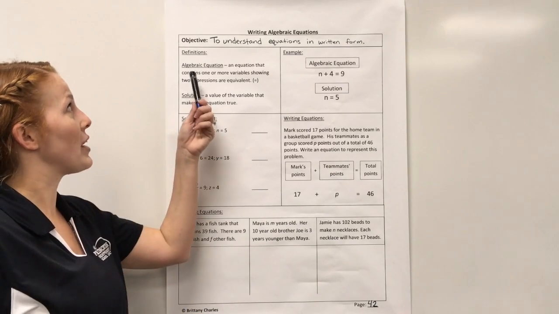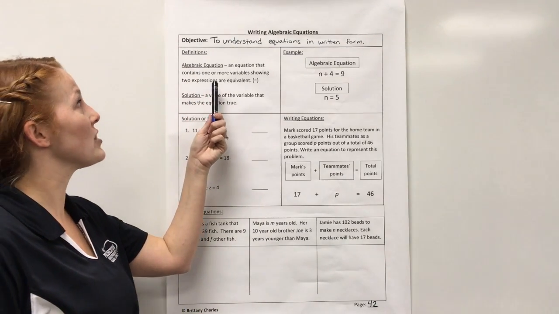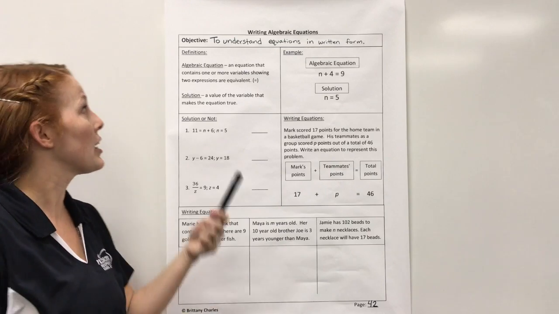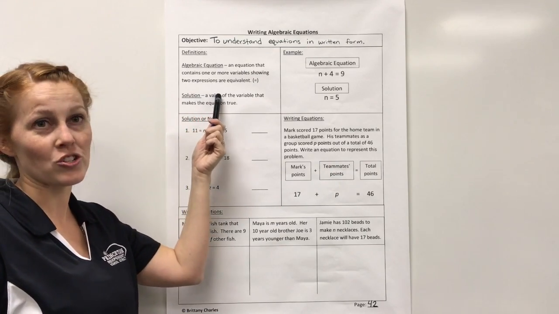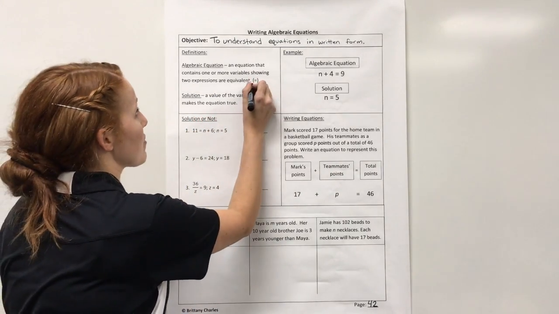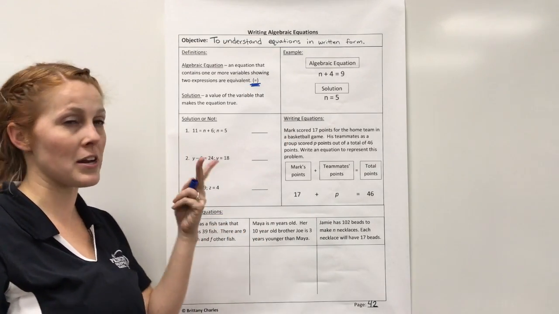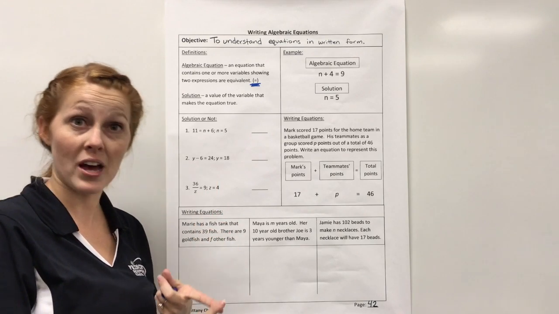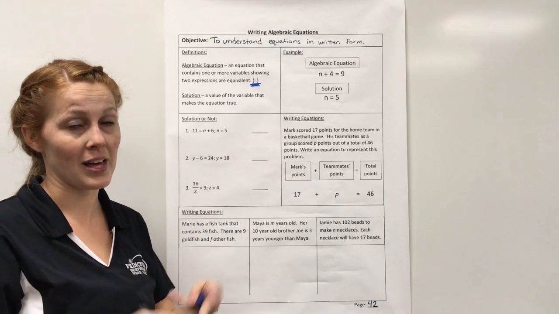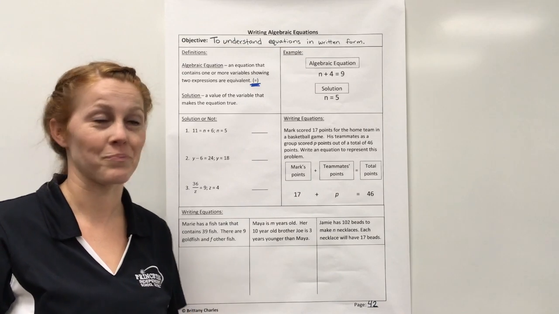All right, well, first of all, an algebraic equation is an equation that contains one or more variables and shows that two expressions are equivalent. Here's the key thing right here. It has an equal sign. Okay, so two main defining factors of equations, they have equal signs and they have one solution, at least all the equations we're going to be doing this year.